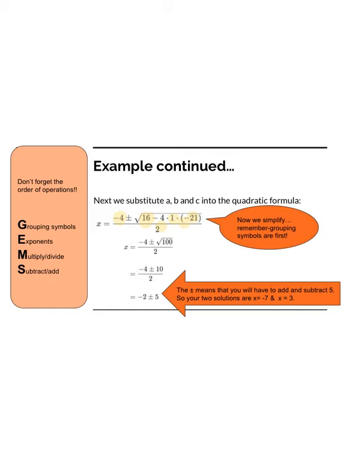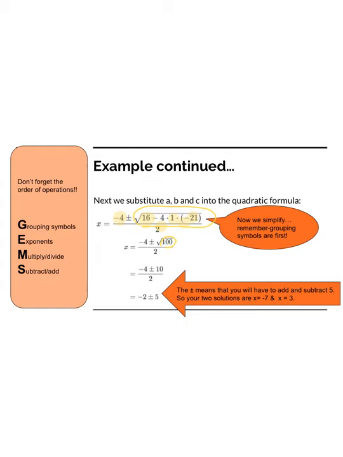So it looks pretty complicated. It is not. Take it piece by piece. Use your order of operations. So we're going to go with grouping symbols first, because grouping symbols are first in GEMS. So we'll do everything underneath this square root symbol first. 16 minus 4 times 1 times negative 21 is 100. That is way easier to work with than the big old expression that was there. Square root of 100, easy peasy. So negative 4 plus or minus 10 is what you have next.